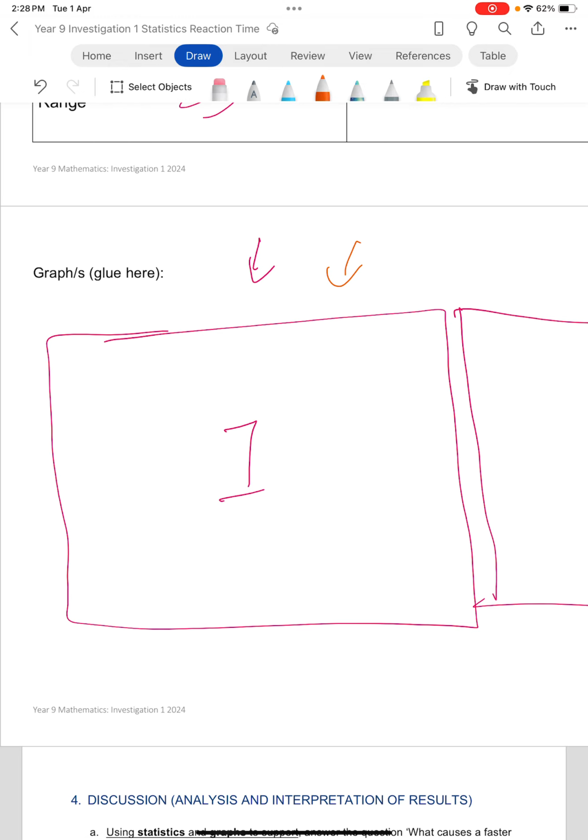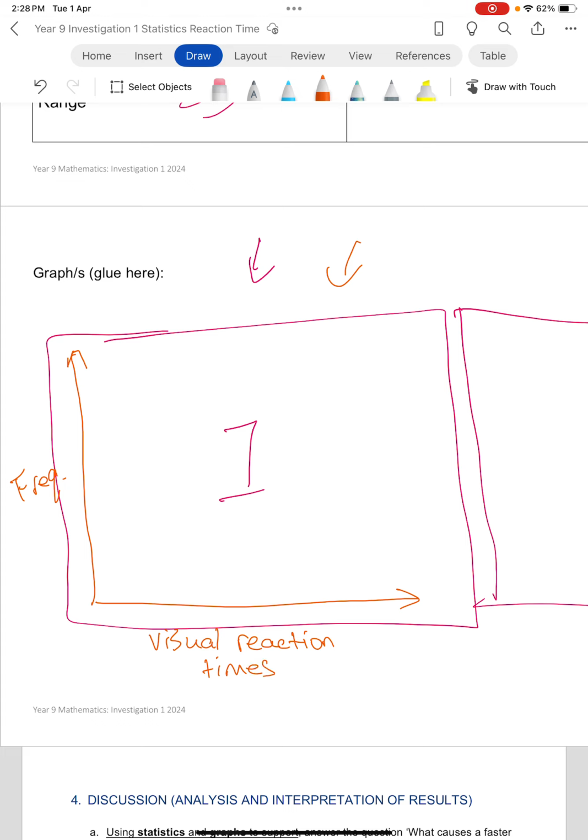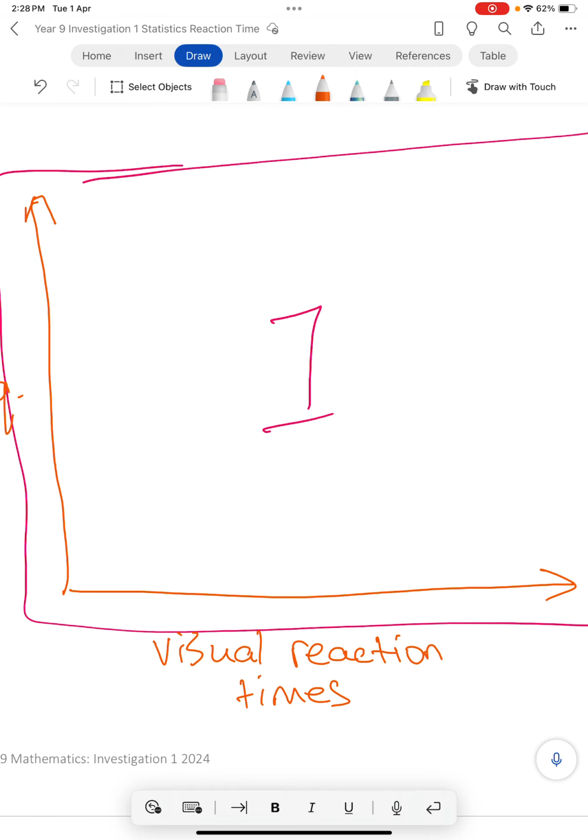So you're going to draw the histogram on your grid paper. Remember that histograms will have the frequency on the y-axis and the intervals on the x-axis. So over here, I'm going to have the frequency. Over here, I'm going to have the intervals, which we can label specifically as visual reaction times for the first one, and something else for the second one. I'm sure you guys can work it out, okay? Then we'll label this axis with the intervals that we need.